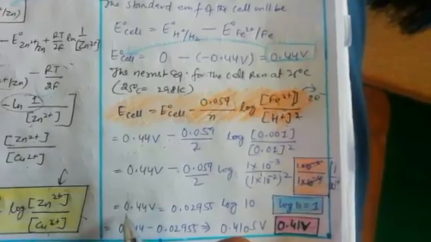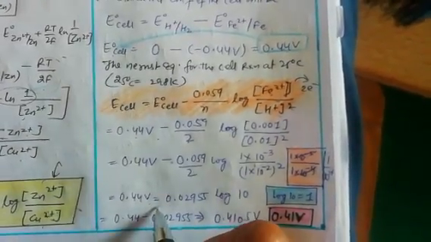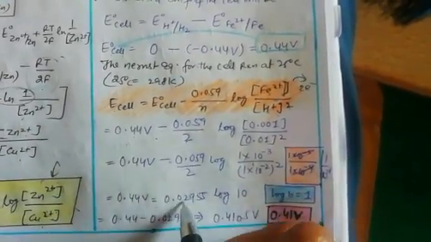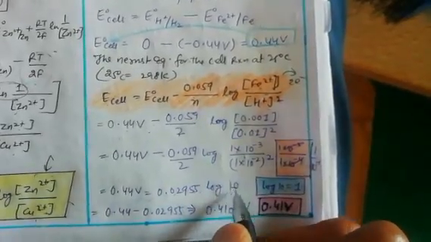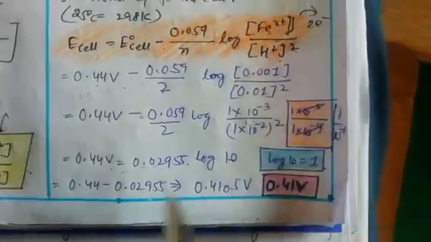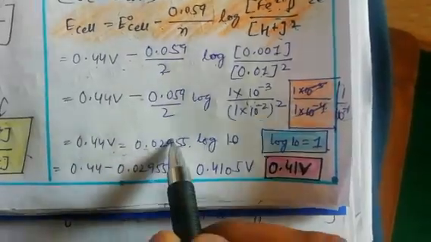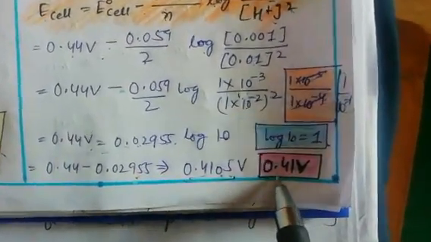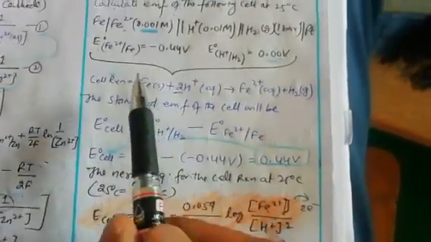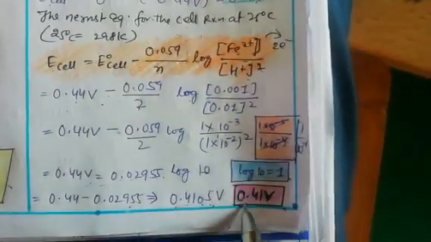So the formula now becomes 0.44 volt is equal to 0.44 minus 0.02955 log 10. Log 10 is always equal to 1. So 0.44 minus this, it is coming 0.4105, which can approximately be written as 0.41 volt. So this particular cell is generating this much voltage.